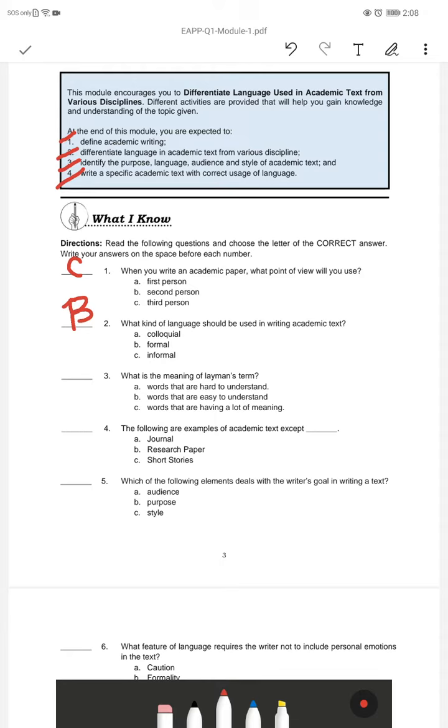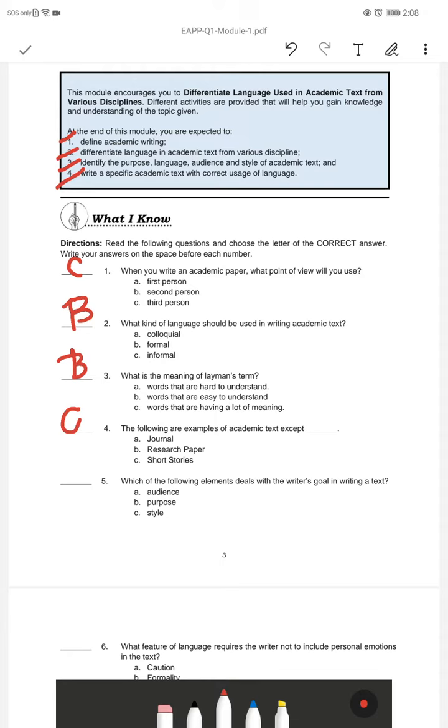Third item, what is the meaning of layman's term? The answer is B. Words that are easy to understand. Fourth item, the following are examples of academic text except. The answer is C, because short stories are not academic texts.